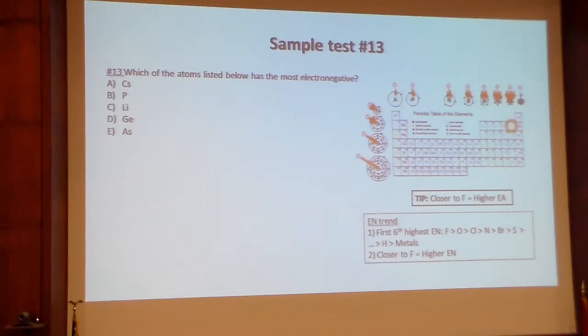Most electronegative. Alright, most electronegative. Closest to fluorine is the highest. Who's the closest to fluorine? Phosphorus, right there. You get phosphorus. Alright?